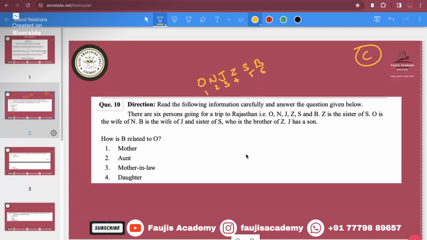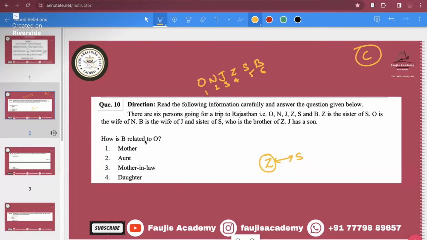Z is the sister of S. So Z and S are brother and sister, and let's denote it with this sign. Z is the sister of S, and sister means female.